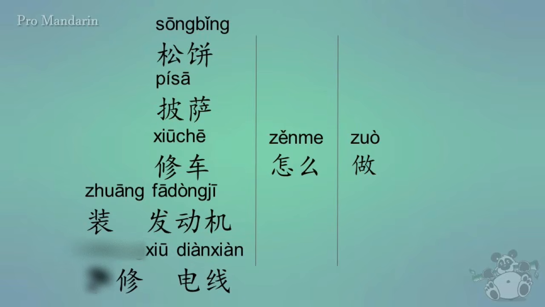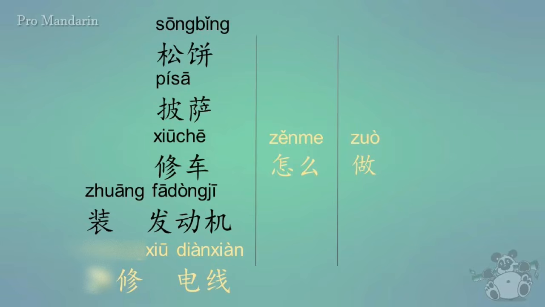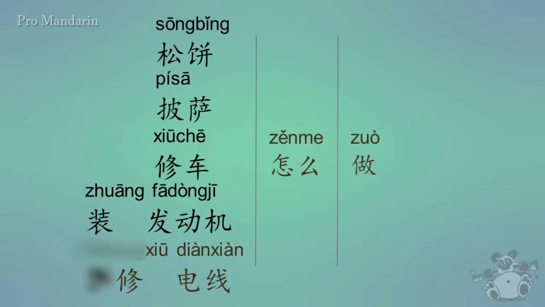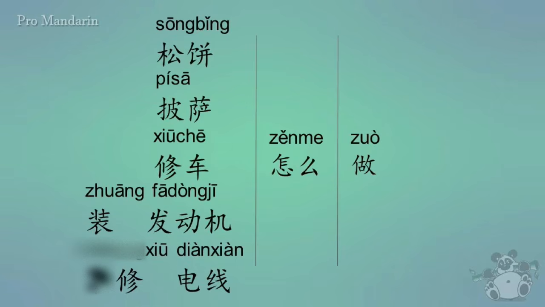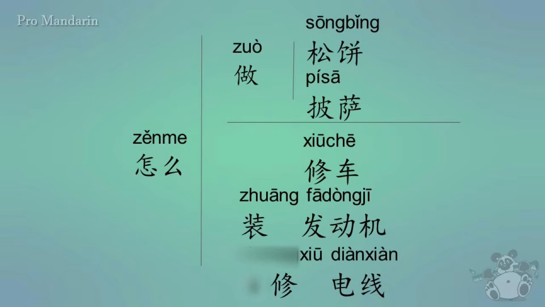Now, how would you say, how do you install or repair electrical lines? 装修电线怎么做? All right, now how would you say, how do you repair vehicles? 修车怎么做? 修车怎么做?